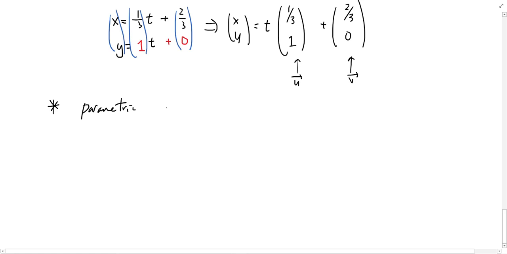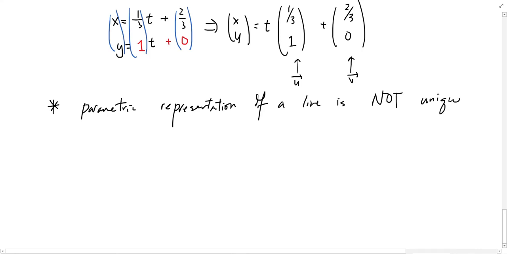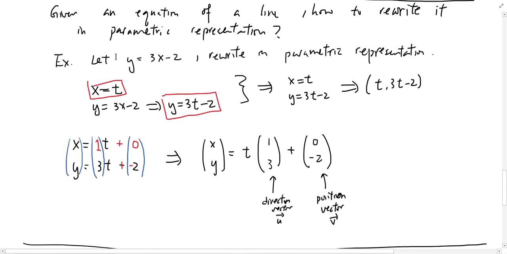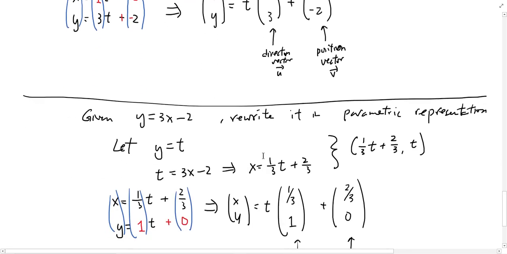Parametric representation of a line is not unique. Meaning the following: if I describe this line as an equation, the only equation we'll be using is this one, y equals 3x minus 2. There's really no other equation. If I give you a different equation with a different number, not the 3 or not the minus 2, it would always represent a different line. But in parametric representation, it's quite different.